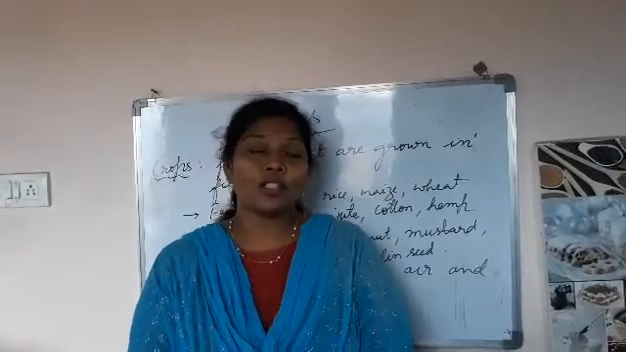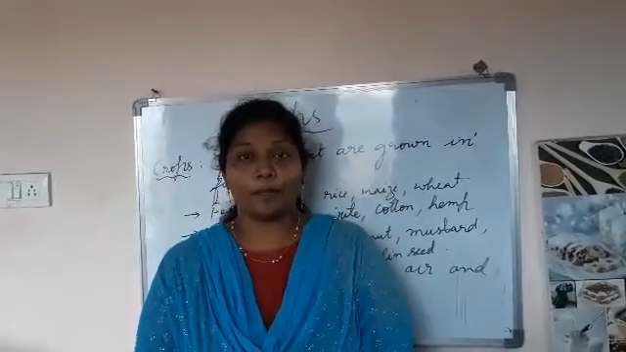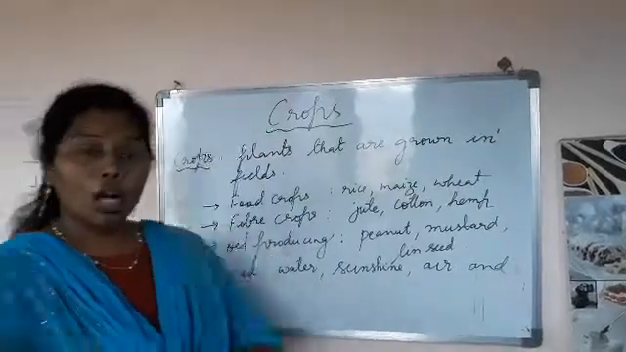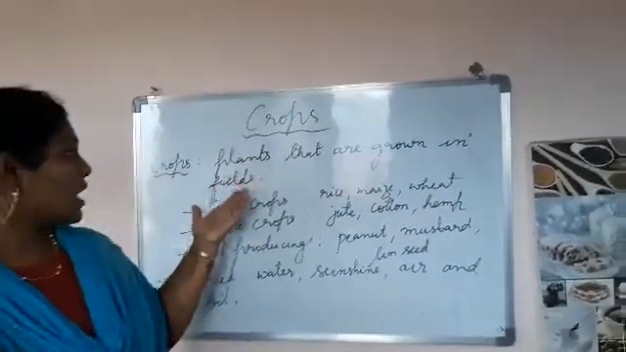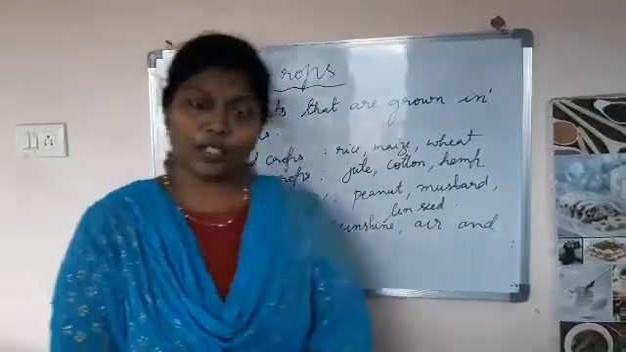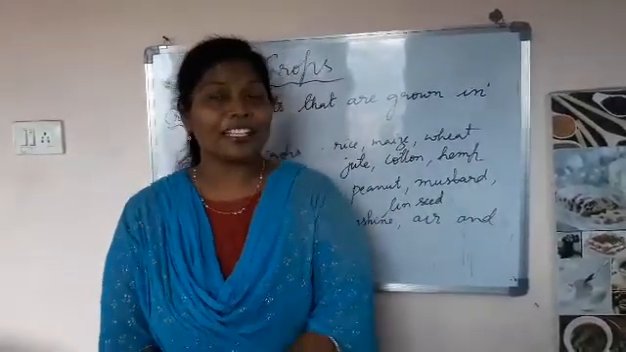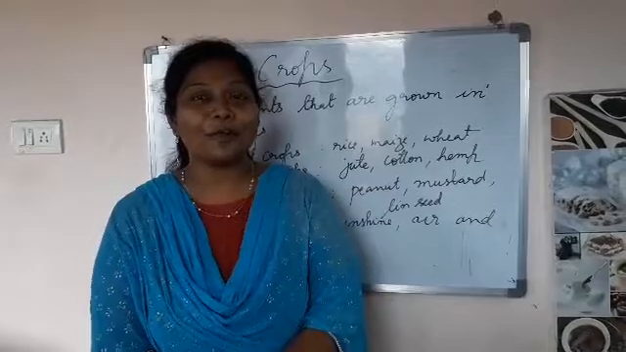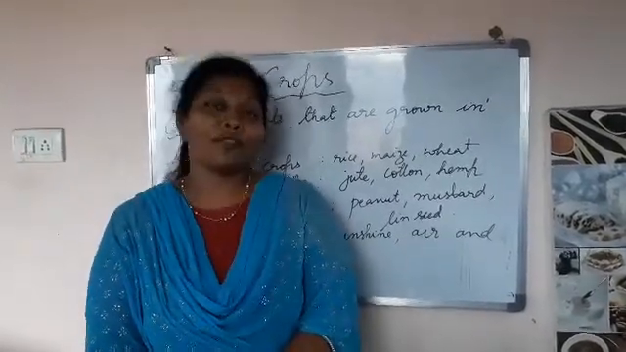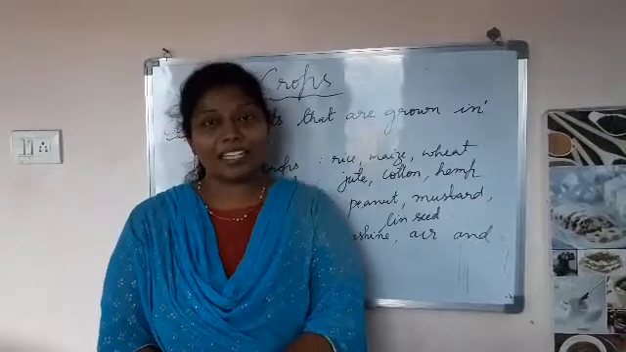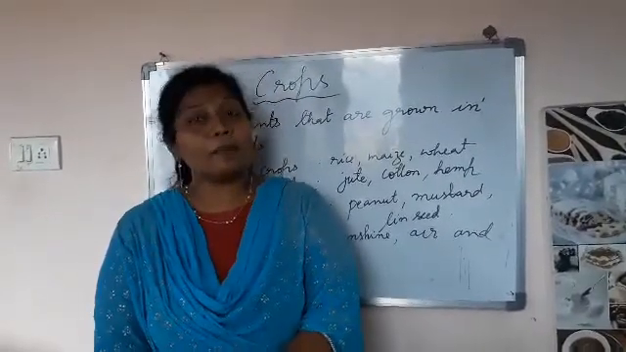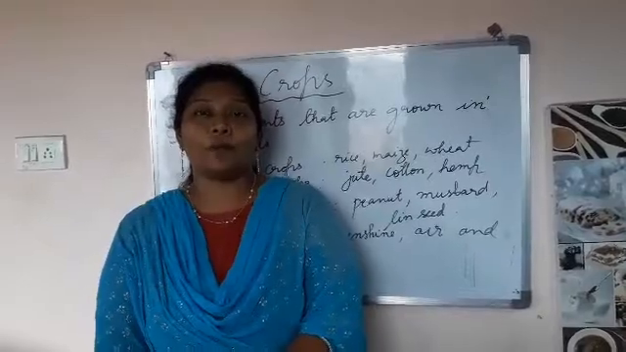Okay children. So what is our today's topic? Today's topic is crops. What are crops? Crops are the plants that are grown in fields. Do you know children? From where do we get food? Yes, we are getting food from the plants and animals. Most of the food we get from the plants. We have already discussed about that. Then why is there an importance of the crops?